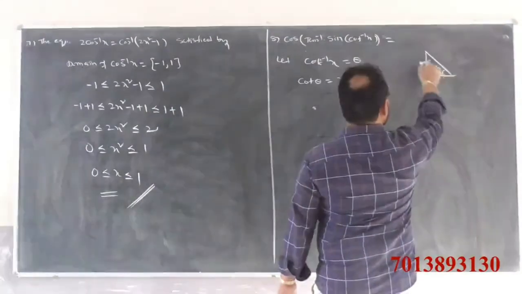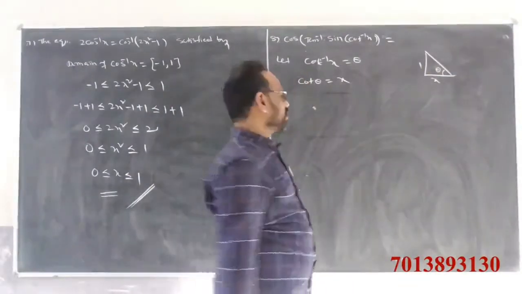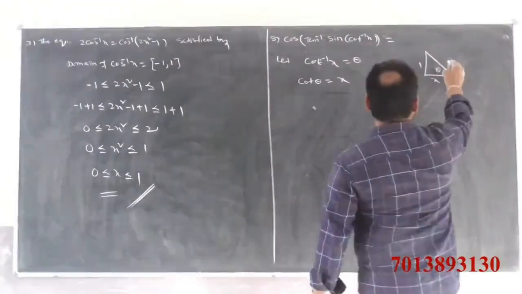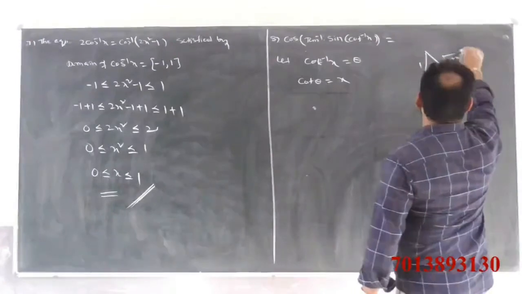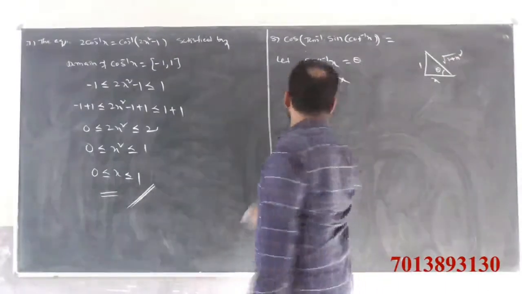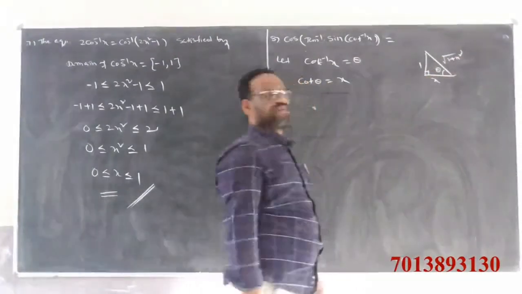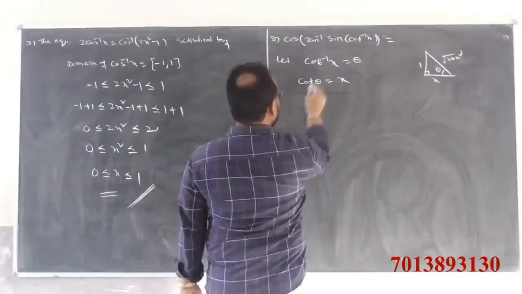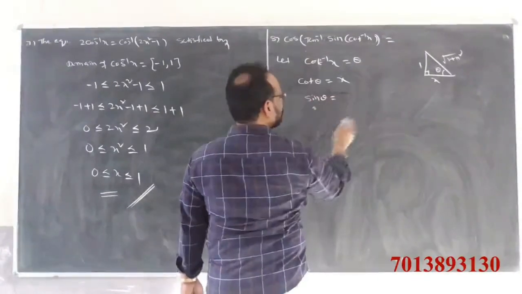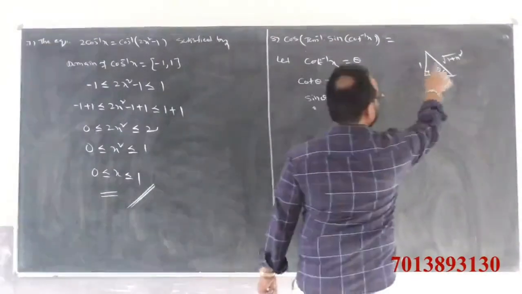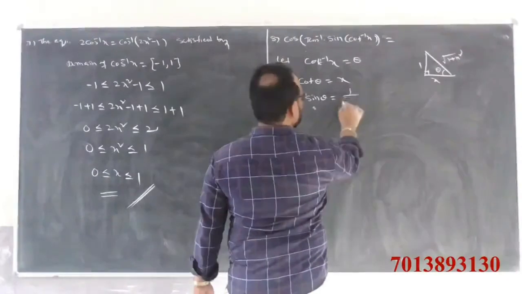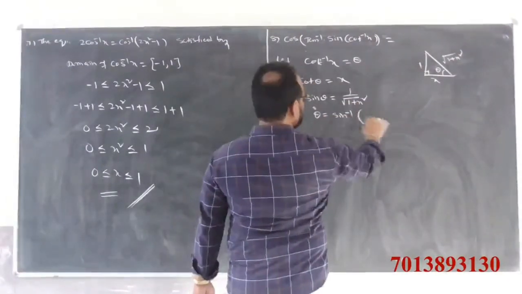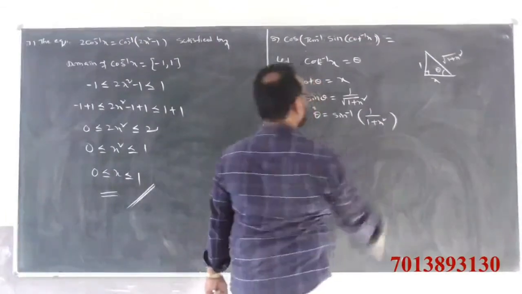The adjacent side to theta is x, and the opposite side to theta is 1. What is the value of the hypotenuse? It is clearly square root of 1 plus x square, by using the Pythagoras theorem. So cot theta is equal to x. What is the value of sin theta? Sin theta is merely opposite by hypotenuse. We get 1 by square root of 1 plus x square. So theta is equal to sin inverse of 1 by square root of 1 plus x square.